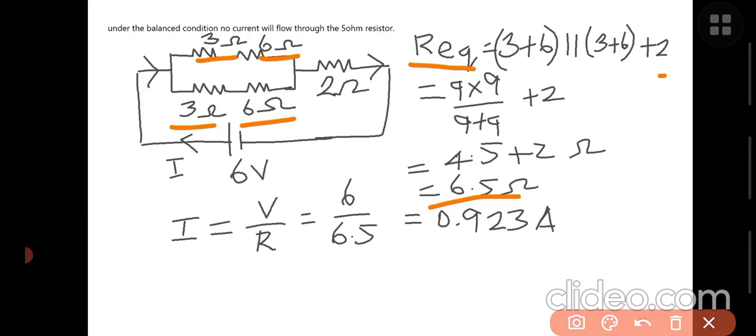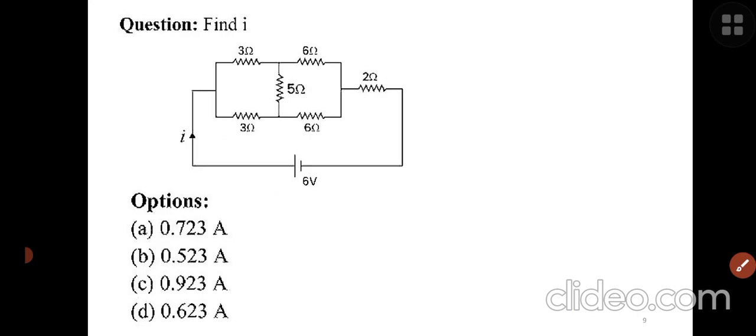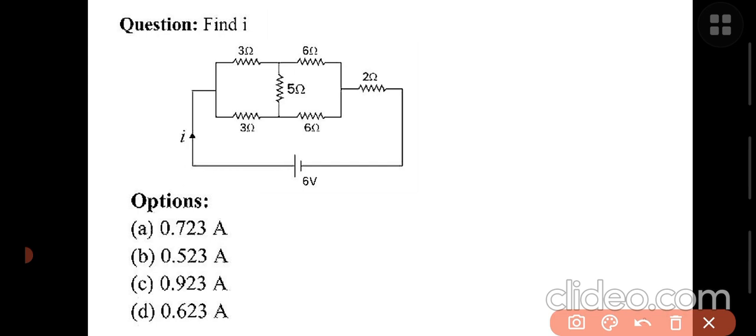And after finding the R equivalent, we can substitute in Ohm's law, I equal to V by R, where V is 6 volt, R is the equivalent resistance 6.5 ohms. As a result, the current is found as 0.923 amps. So our answer is option C, 0.923.